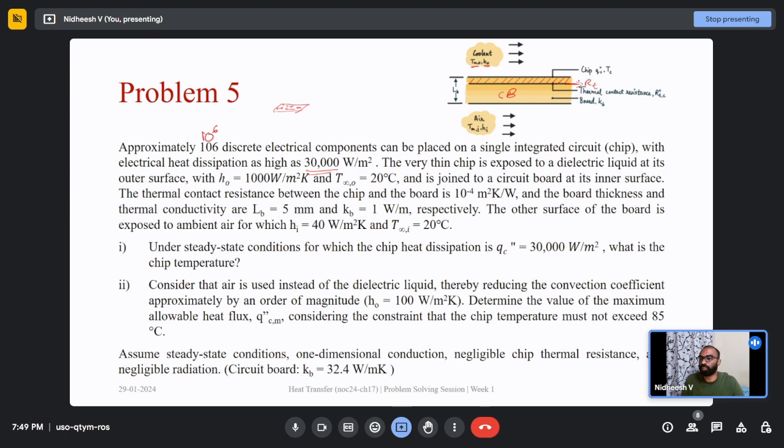In our lectures we talked about contact resistances, right? This is similar to that. This is not the resistance of the circuit board or the resistance of this chip, it is the resistance of the contact between that chip and circuit board. Both the thickness and thermal conductivity of the circuit board are given.